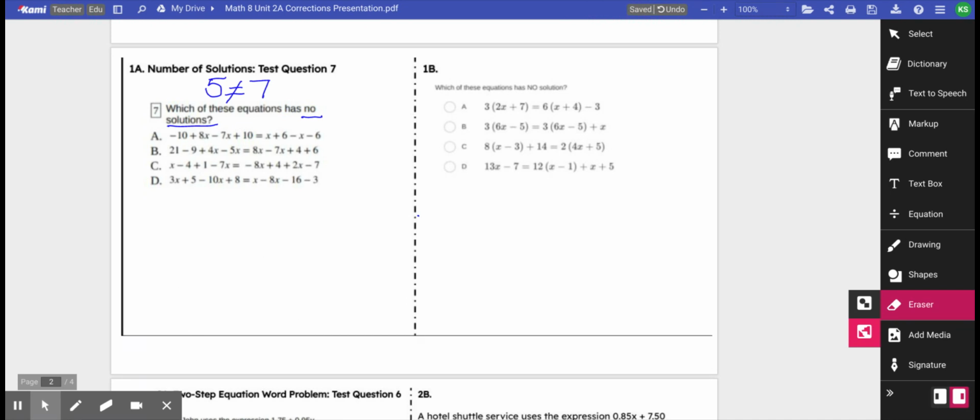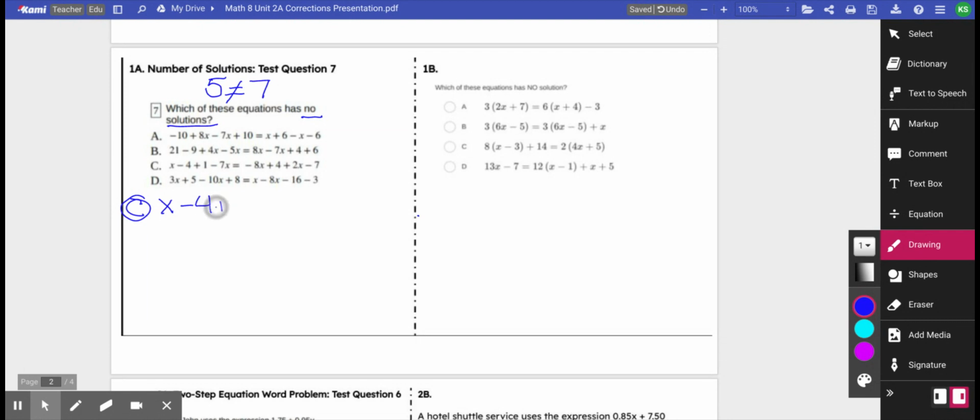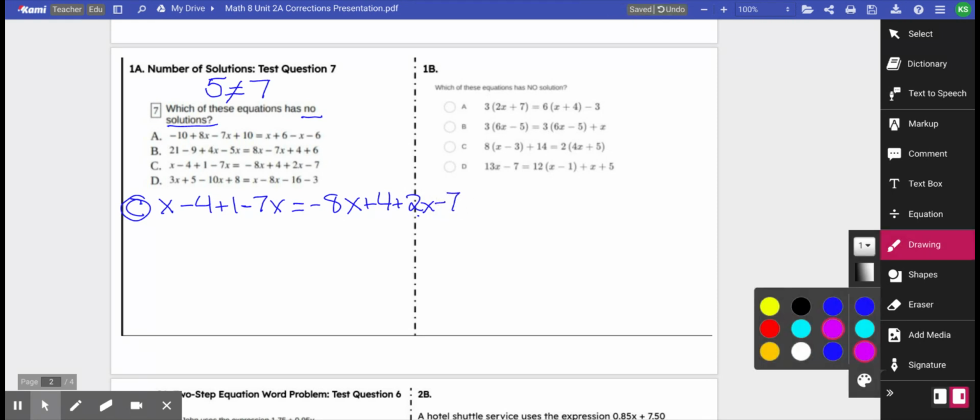Okay, so we did A and B. Let's try C now. So C says x minus 4 plus 1 minus 7x equals negative 8x plus 4 plus 2x minus 7. So same thing, I'm going to go in and combine like terms. So first thing, I have an x and a negative 7x. If I borrowed 7x's and I gave back 1, I still owe 6. So I have negative 6x.